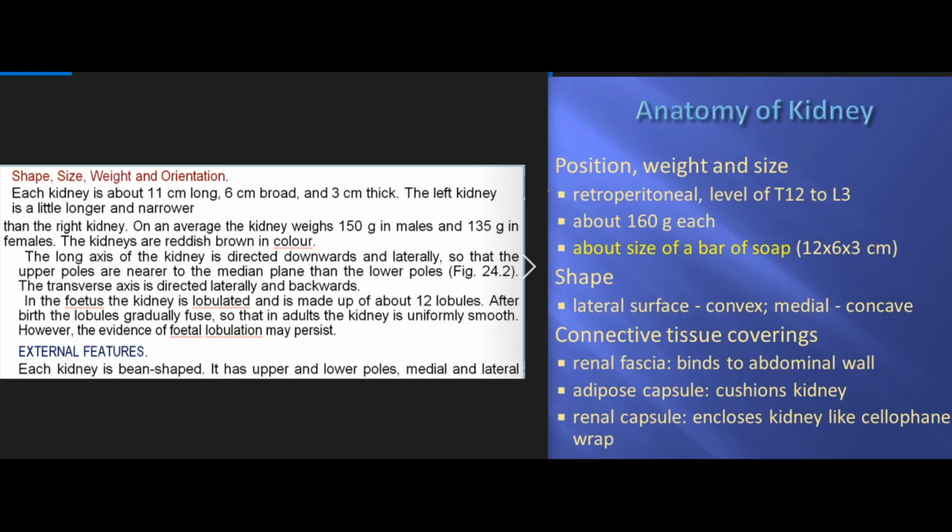The long axis of the kidney is directed downwards and laterally, so that the upper poles are nearer to the median plane than the lower poles, Fig 24.2. The transverse axis is directed laterally and backwards.